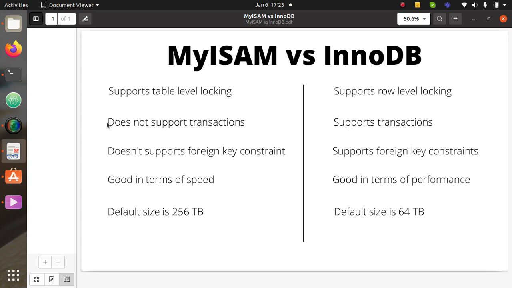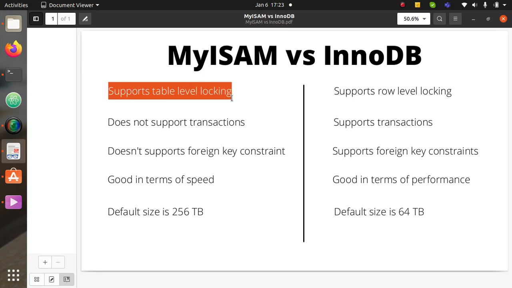There are two types of databases: transactional databases and non-transactional databases. In order to proceed with the concept of transactional and non-transactional, we come to storage engines like MyISAM and InnoDB. Okay, let's get started.